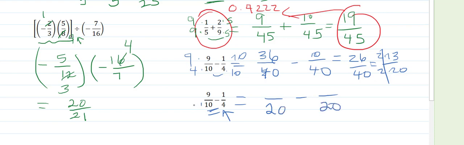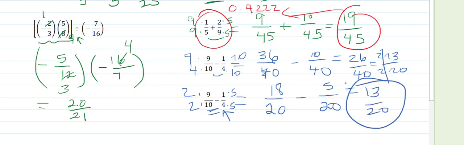How did 10 get to 20? Multiply by 2, need to multiply the top by 2. I had 4 multiplied by 5. And now notice I get the answer right away without having to do any reducing. That's the biggest benefit of using least common denominators, is not having to reduce at the end.